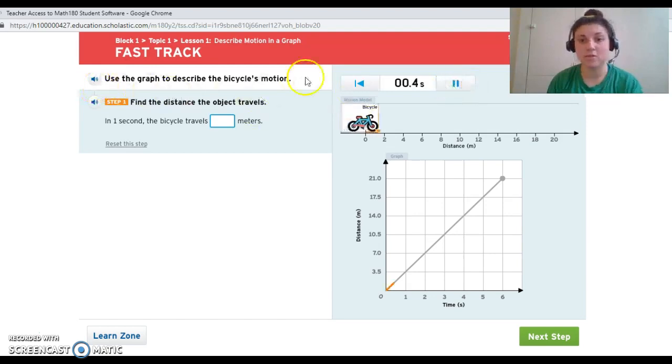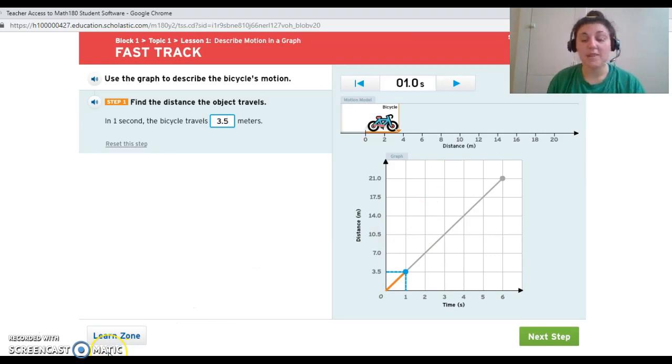So again, you can click the motion model. It stops at the intended spot. These problems will be more challenging to start with because they kind of start them off easy in the learn zone. So again, it's the same concept though. You have the motion model, you have the graph, you can put in your answer. Here it's going to be 3.5, and again, you get to see those blue lines that locate the point.